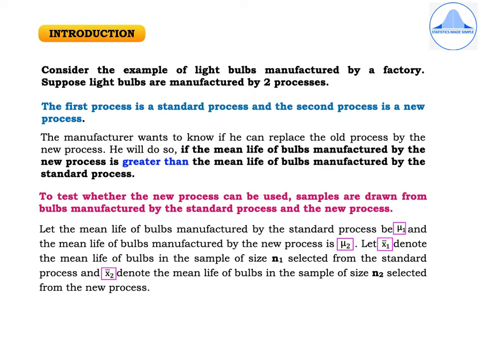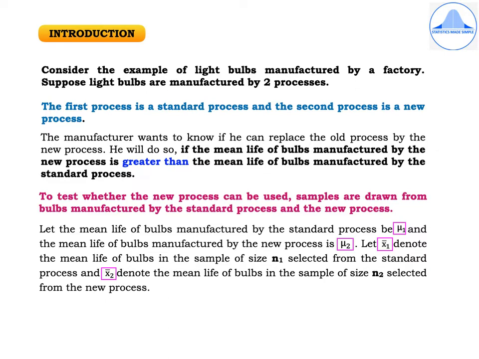Starting with an introduction, let me consider the example of light bulbs manufactured by a factory. Suppose the light bulbs are manufactured by two processes. The first process is a standard process, and the second process is a new process. The manufacturer wants to know if he can replace the old process by the new process. He will do so if the mean life of bulbs manufactured by the new process is greater than the mean life of bulbs manufactured by the standard process.